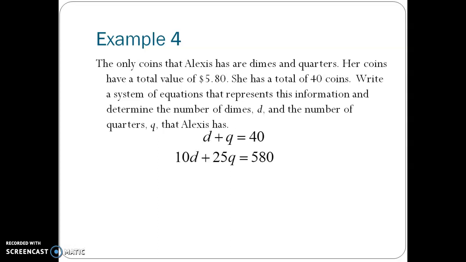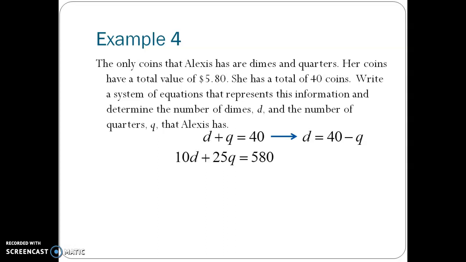Now we have a number of different methods to go about trying to solve this system of equations. You can try to solve it by graphing, by using substitution, or elimination. Now in this particular case, because I can get one of those variables, D or Q, by itself pretty easily in that first equation, I'm going to opt to use substitution. So that means I'm going to take that first equation and I'm going to solve for one of those variables. So let's say I solve for D, get D by itself. I'm going to subtract Q from both sides, so that leaves me with 40 minus Q.